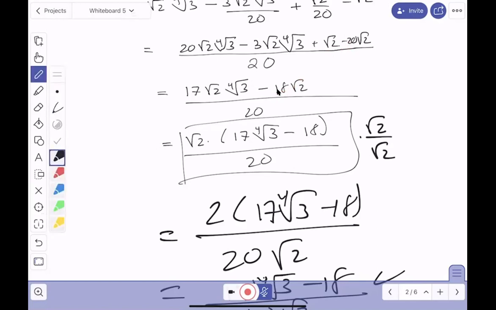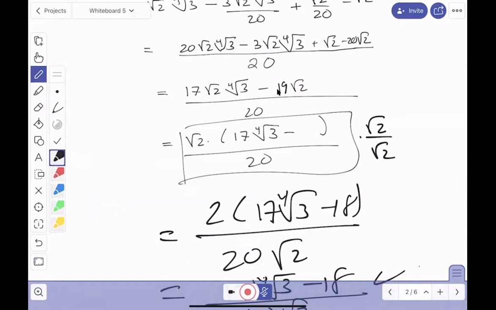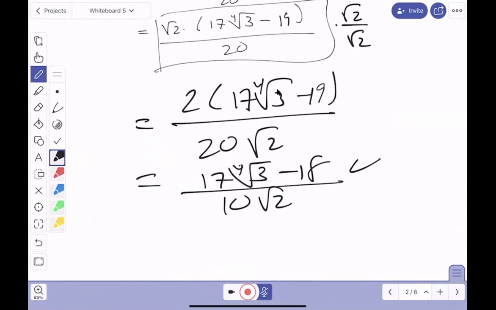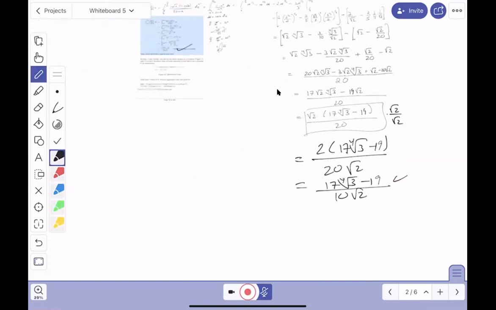Let me get my eraser out. Whoops. Okay, made a mistake. Here's the deal though.